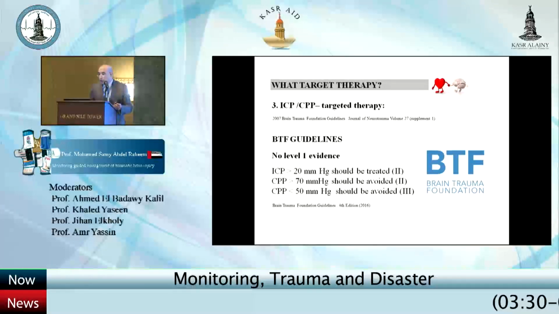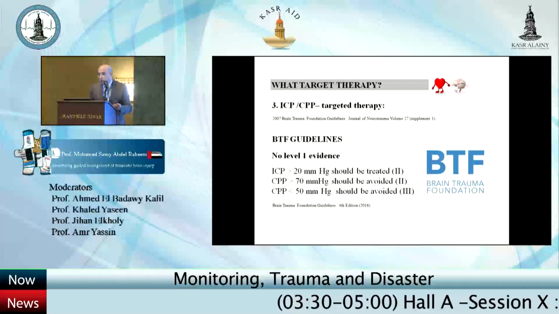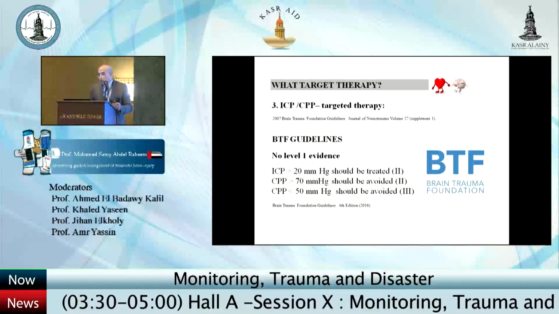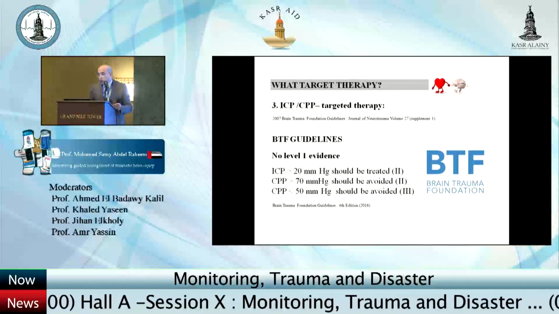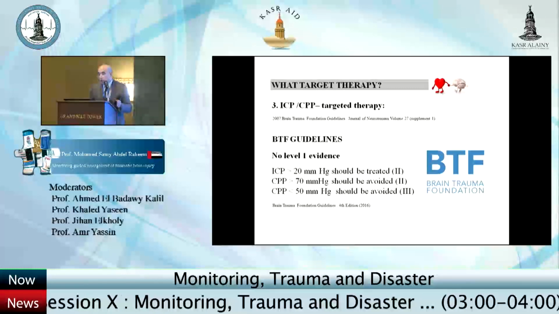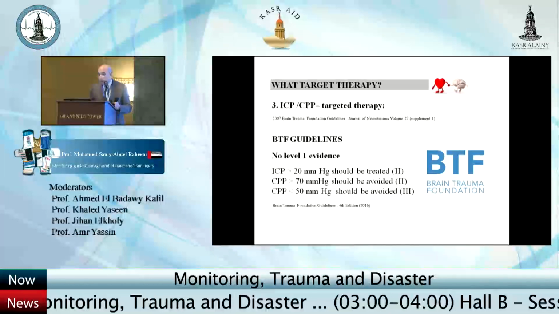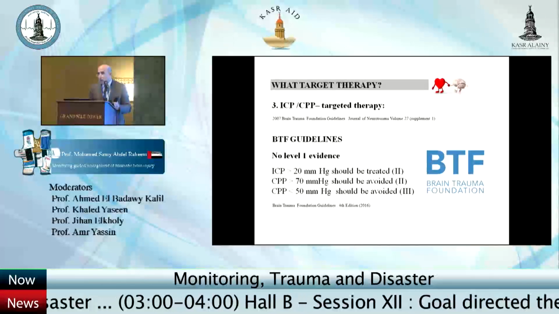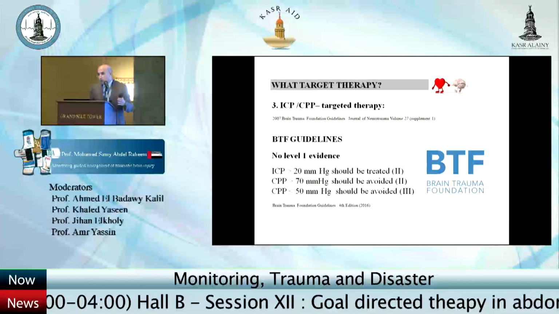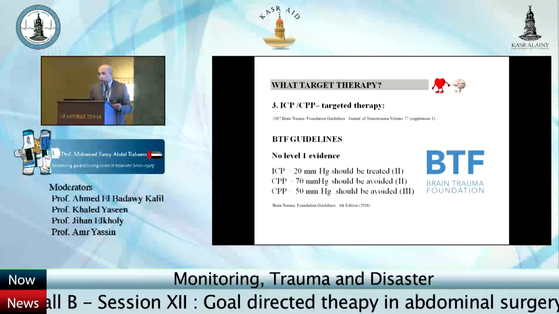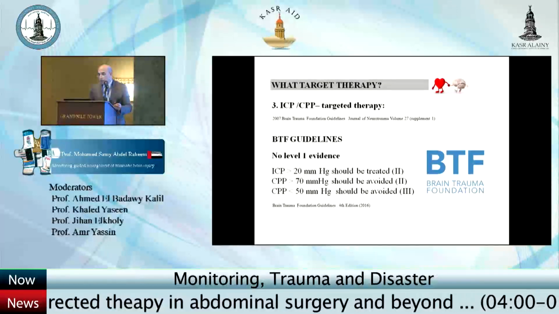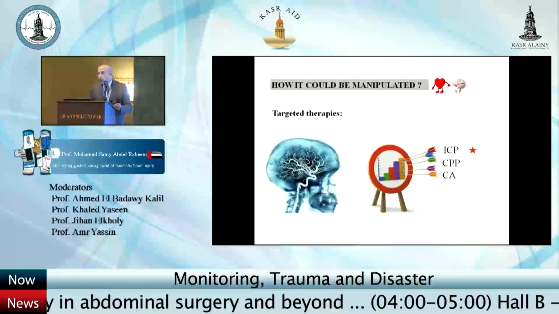The important one was the ICP-CPP targeted therapy, put forth by the Brain Trauma Foundation in 2007, and we'll talk about this. Last year, the Brain Trauma Foundation guidelines showed that the ICP shouldn't be more than 20, and CPP not more than 70 at all, because pushing it higher than this can expose the patient to pulmonary edema and fluid overload. It should never be below 50 millimeters of mercury. So we'll start with the ICP.